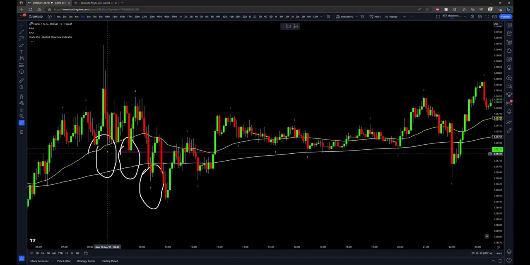Here's a long example where we see an intermediate term swing low formed right here.